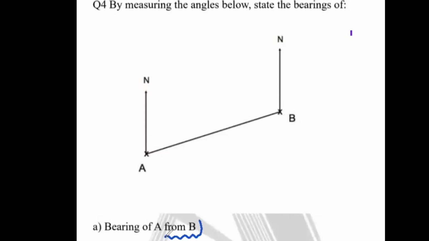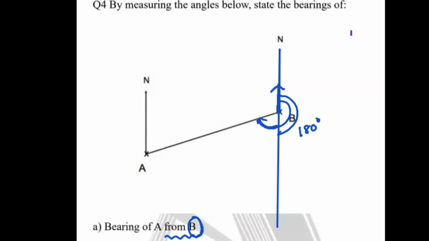From B, that means at B you have to draw a line pointing towards north. Then from here, we already have a line pointing towards north. From here, we have to move clockwise until we reach A. This whole angle I have to measure. How can we measure this angle? It's simple. The simplest way is to extend this line. And clearly, we know the half angle, this line is always 180 degrees. So only this angle we have to calculate.